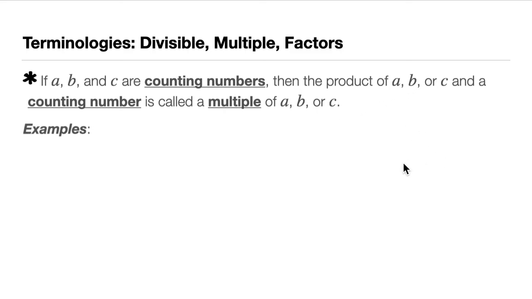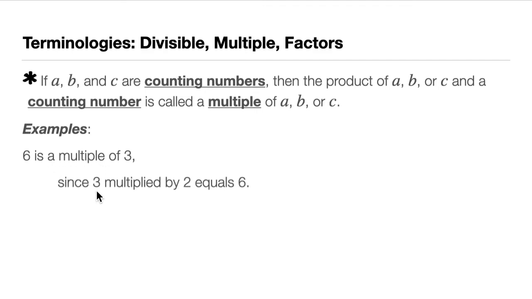For example, we say that 6 is a multiple of 3 since we can multiply 3 by a number in such a way that it will give us 6. Again, we can multiply 3 by one specific number, and that will give us 6. And that number, I think you know already, since 3 times 2 equals 6. So therefore, 6 is a multiple of 3.